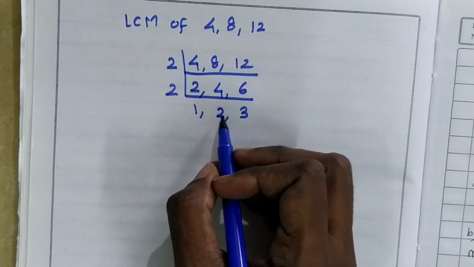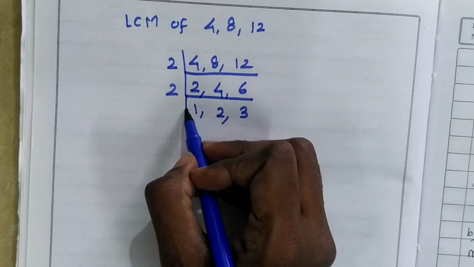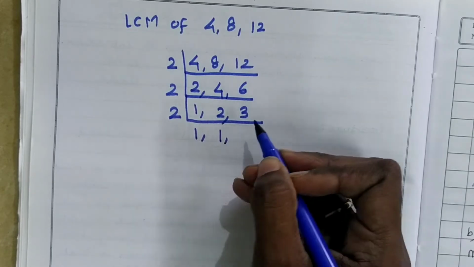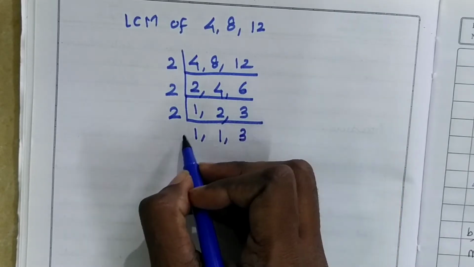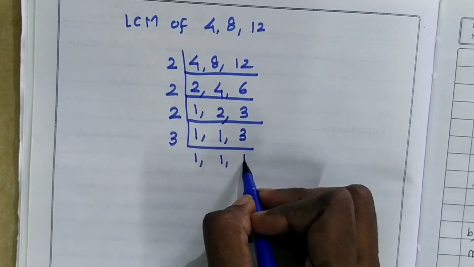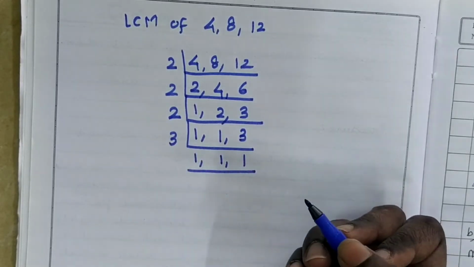That means 1, leave it. 2 will go only in 2 table, so we can write 2 table. 1 will be like that. 2 1s are 2, but 3 will not go, so 3 will be as it is. Again 3 table, 3 1s are 3. Till 1 you have to go for LCM.